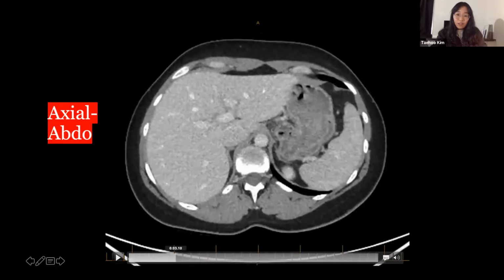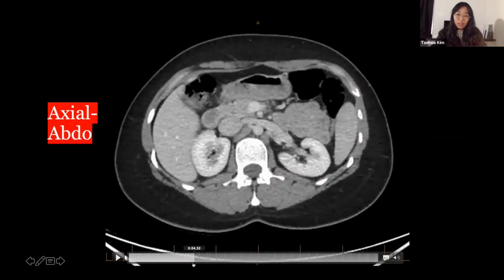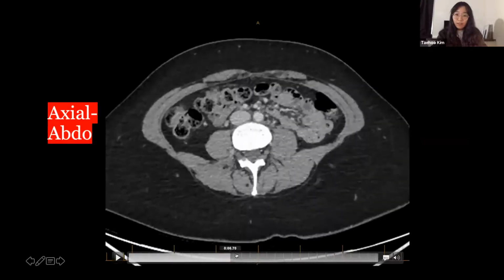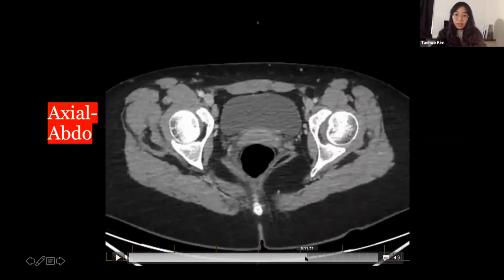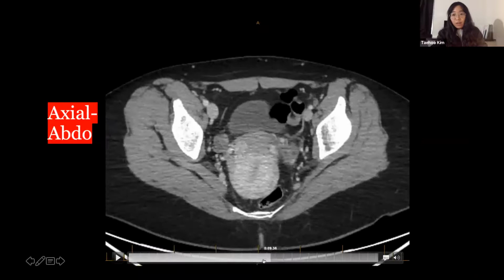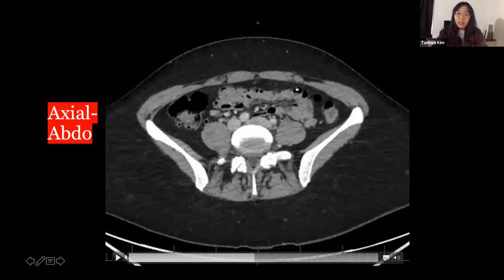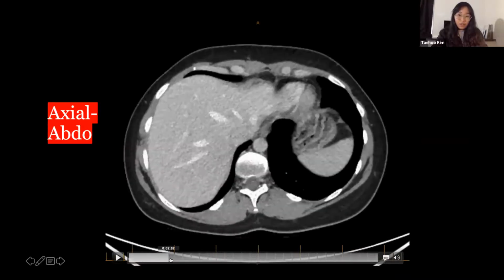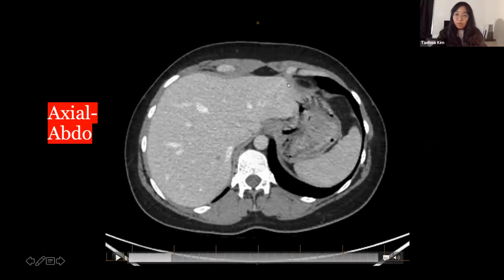Here, things you have to pay attention to are little spaces like here, Morison's pouch, and the splenorenal space. And if you go further down, this is a female, so you can have fluid in the recess here or the pouch of Douglas. These are where you will have free fluid. Free air will be more in the nondependent area like here. Most of the time we see it anterior to the liver. So here this is normal, but you could have free air around here.